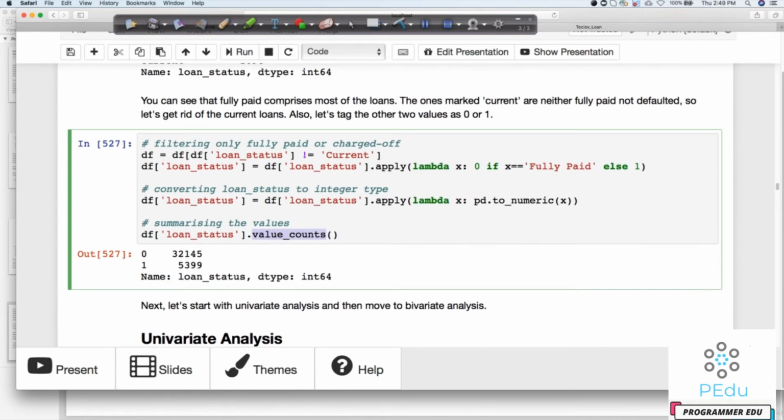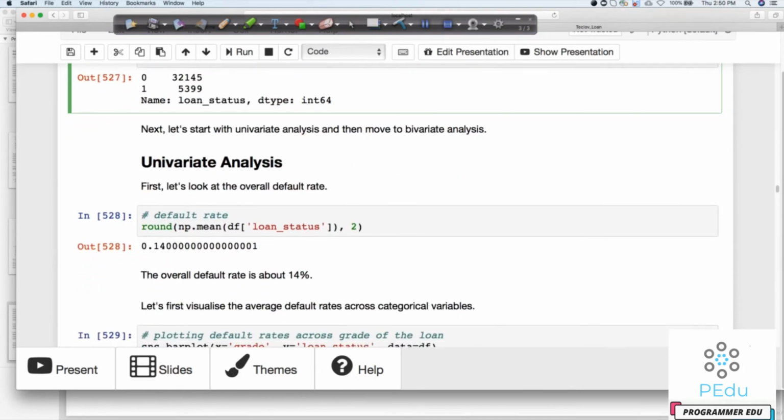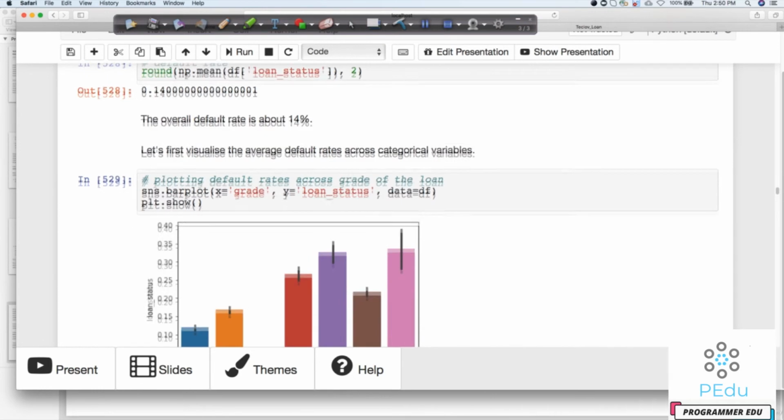So there are 32,145 people who have fully paid the loan, which is good. But there are 5,399 people who are in the charged off category. Now, let's perform some univariate analysis on top of it to determine what can be a possibility in this case. During the univariate analysis, what we could figure out is the default rate: the people who are defaulting are about 14% in this data, and the remaining 86% are the ones who fully paid. Now, let's do some analysis.